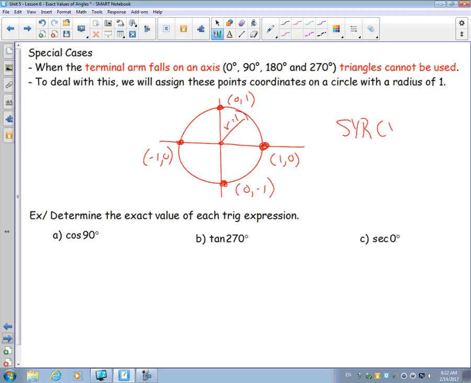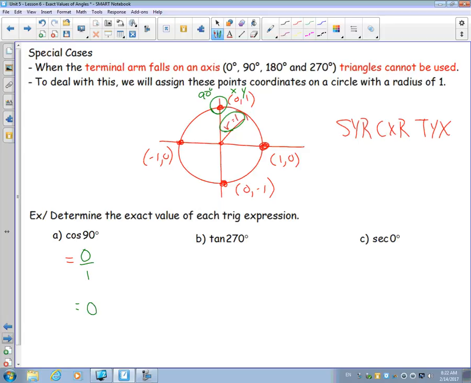Sixer-Tix. If I want to find the cos of 90, 90 would be right here. Cos of 90 is x over r. Well, a point is made up of an x and a y, and I know r is 1. So cos 90 would be 0 over 1, or just 0.